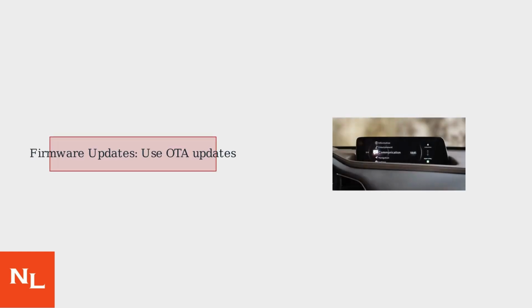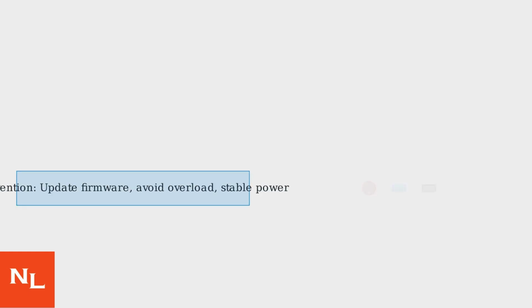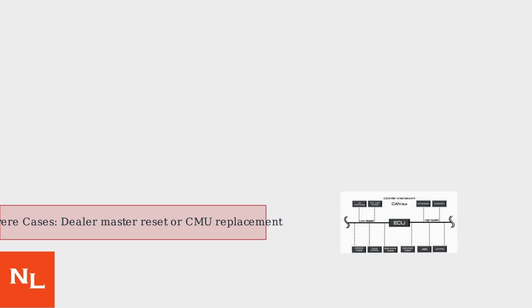Ensure your firmware is up to date through over-the-air updates. Check manually via the infotainment screen or Mazda's app. Prevent future issues by updating firmware regularly, avoiding too many apps, and ensuring stable power supply. For severe cases, visit a dealer for master reset or CMU replacement under warranty, especially for CAN bus issues like error U2100.